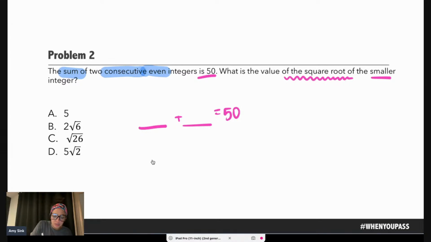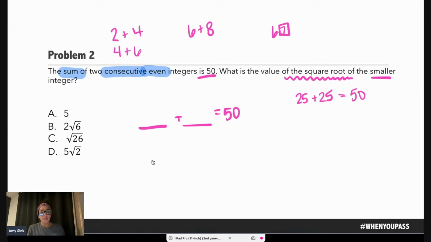So if I'm doing two consecutive even integers, it could be 2 plus 4. It could be 4 plus 6. It could be 6 plus 8. It's not going to be 6 plus 7 because 7 is not an even number. But none of those are going to even come close to 50. I know that 25 plus 25 equals 50. So if I'm looking for two consecutive even integers, I know it's going to be in those 20s, correct?